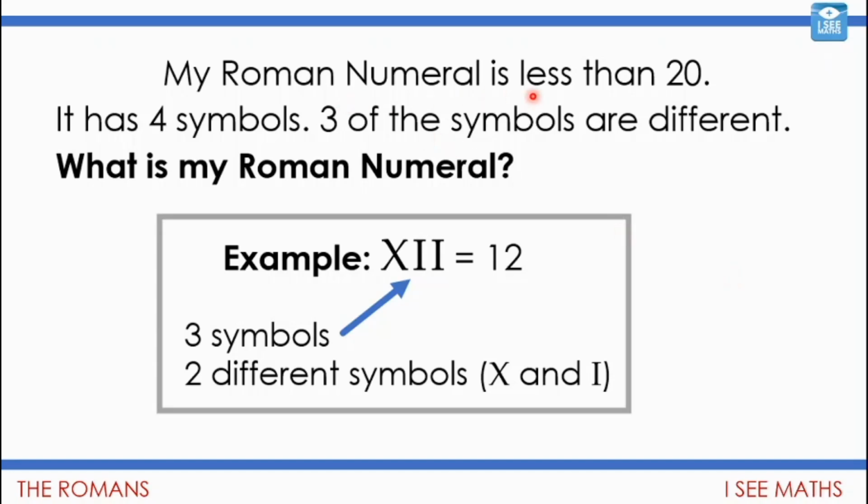My Roman numeral is less than 20 that I've thought of. It has got 4 symbols. 3 of the symbols are different. What is my Roman numeral? Now, what do I mean by all that?